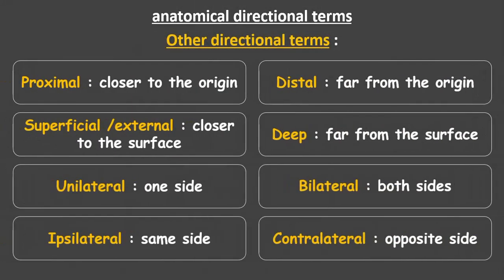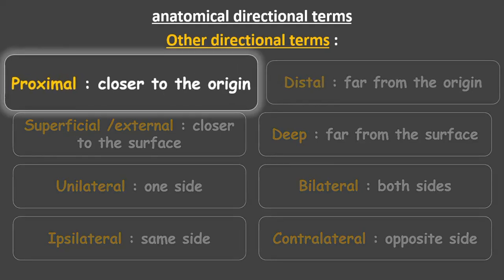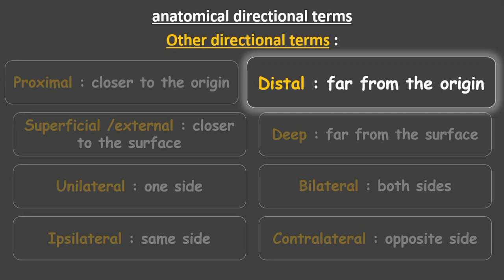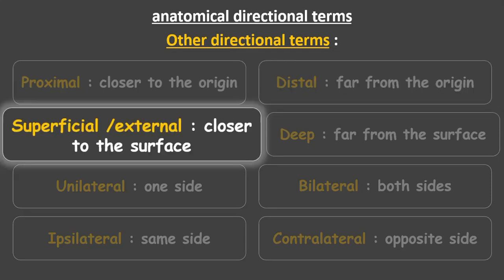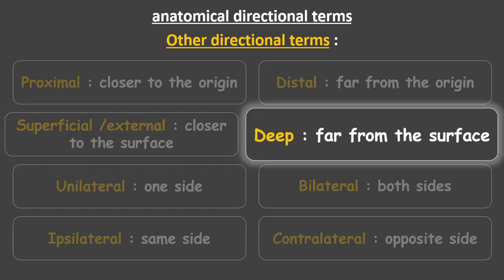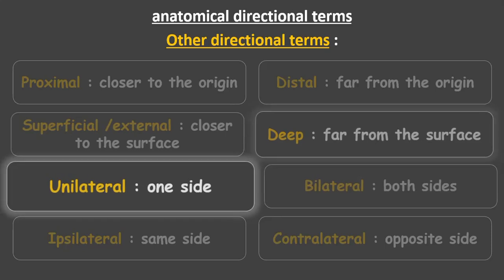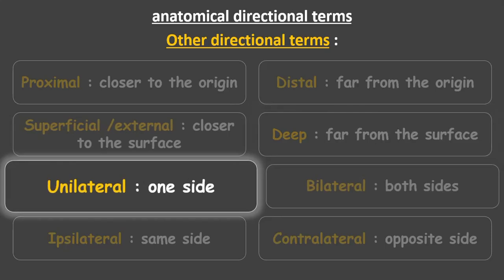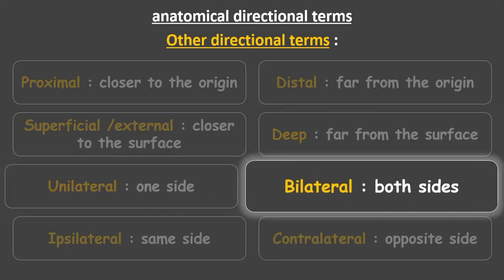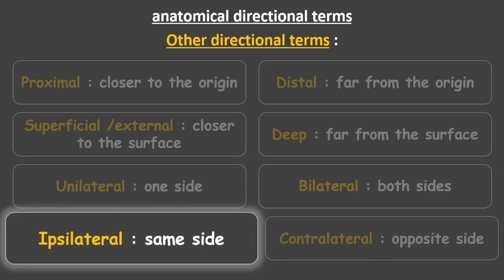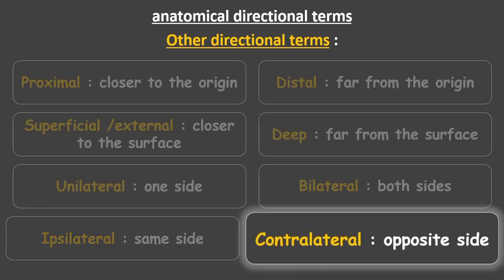There are other directional terms that have no relation with these planes. Proximal means closer to the origin, and on the contrary, distal means far from the origin. Superficial or external means closer to the surface, and on the contrary, deep means far from the surface. Unilateral means one side of the body, and on the contrary, bilateral means both sides of the body. Ipsilateral means on the same side of the body, and on the contrary, contralateral means on the opposite side of the body.